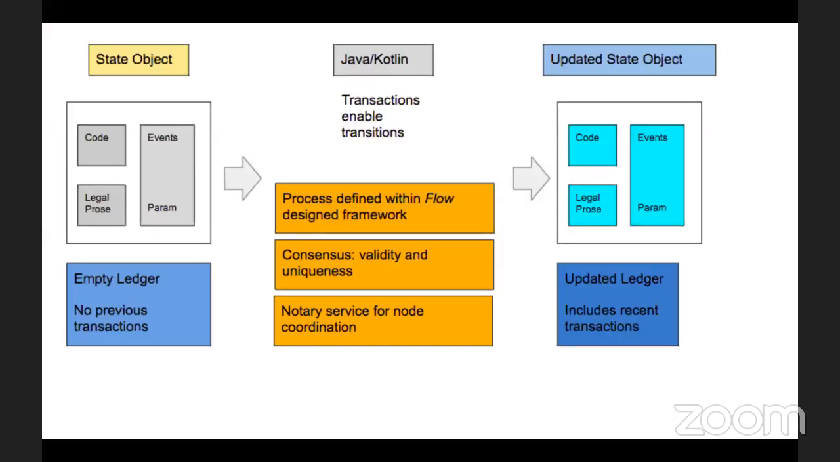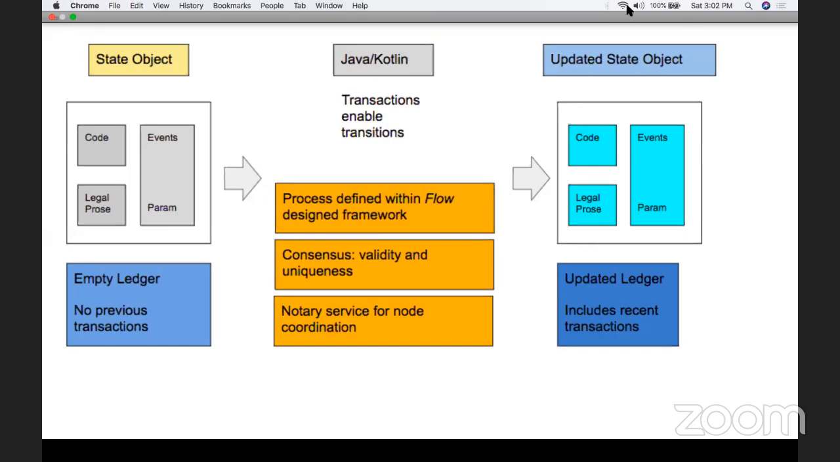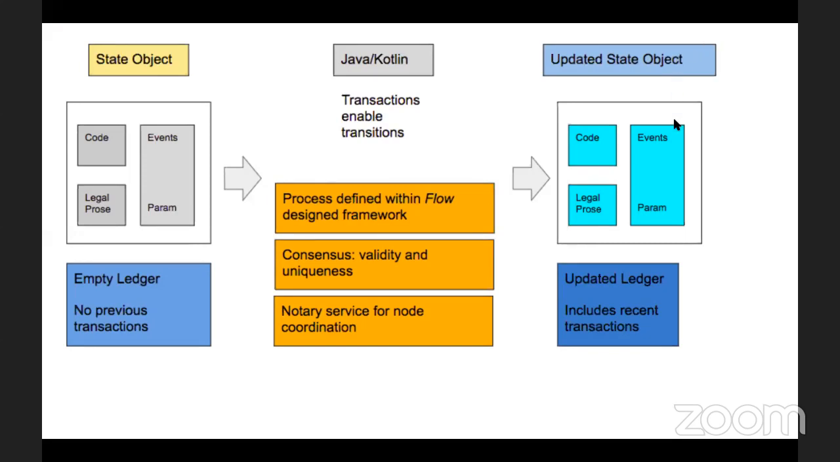The state management, we have seen how it happens in Corda, right? State objects are updated. There is code, legal contracts, events, and parameters. So these are the components in the state objects: the code, the default code that you write, the legal constraints that you mention, the events and the parameters.